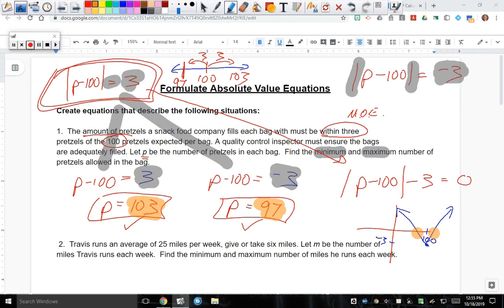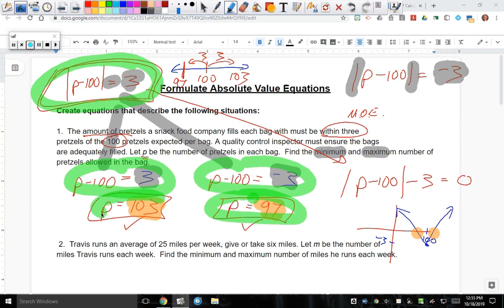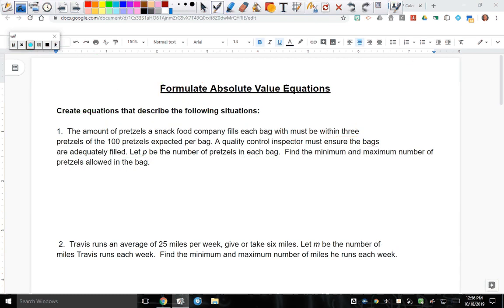Alright, so for bonus points, here we go. So this is 10, then the check is 10, and then they both work out. So 70 for that. Just keep track of it, we're going to do the other one together, okay? We good? All right. So this other one, Travis runs an average of 25 miles per week.